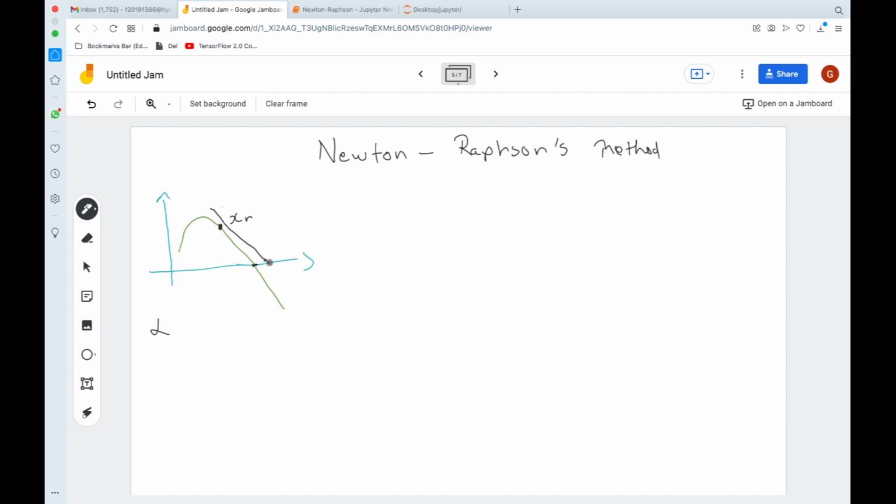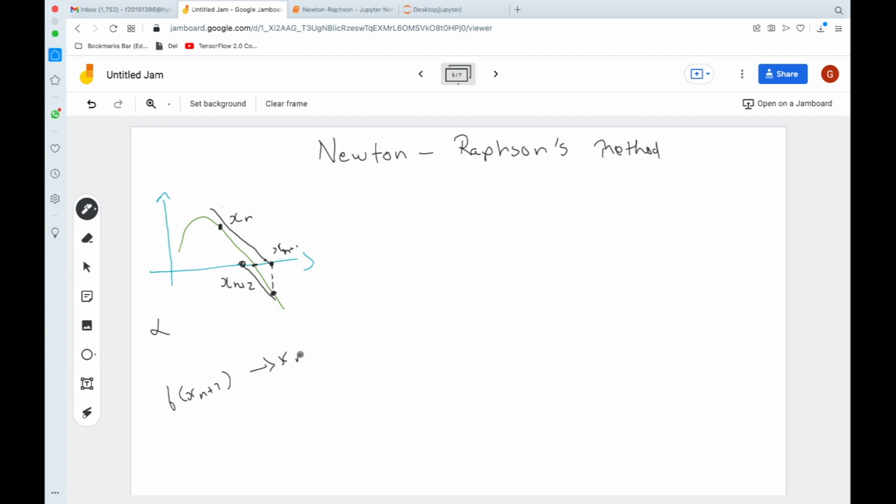Assume this to be a tangent, and we land on the x-axis. And wherever this line lands on the x-axis, we call that x of n plus 1. Okay, x of n plus 1. And what we then do is we find f of x n plus 1, which is nothing but this point, and again draw a tangent from this point and land at x n plus 2.